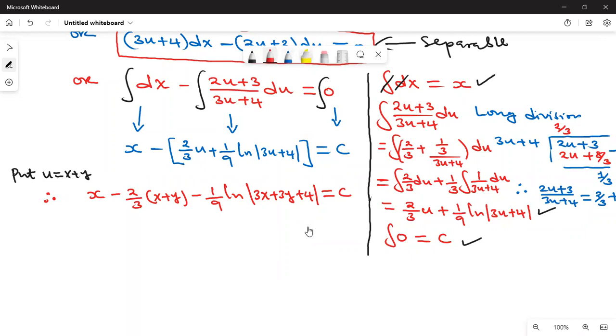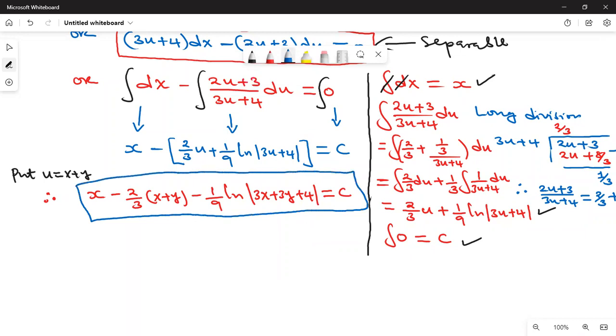Let me bracket this solution. Remember, here we cannot find a particular solution because we are not given the condition to apply. So what you have found here is the general solution.